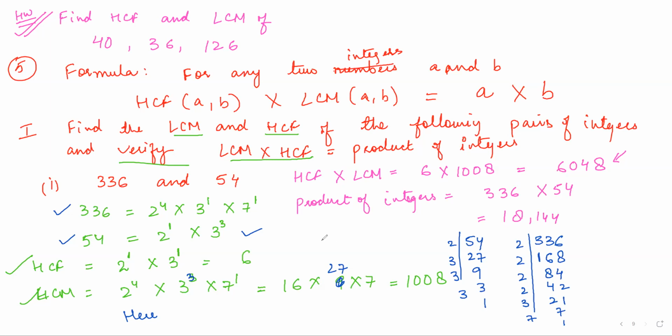2 to the power 4 means, right? 2 into 2, 4. 4 into 2, 8. 8 into 2 is 16. That is right. What mistake am I doing here? Just check.